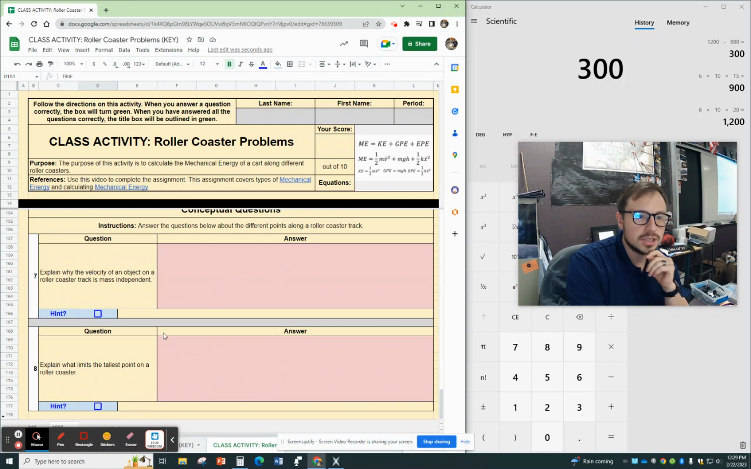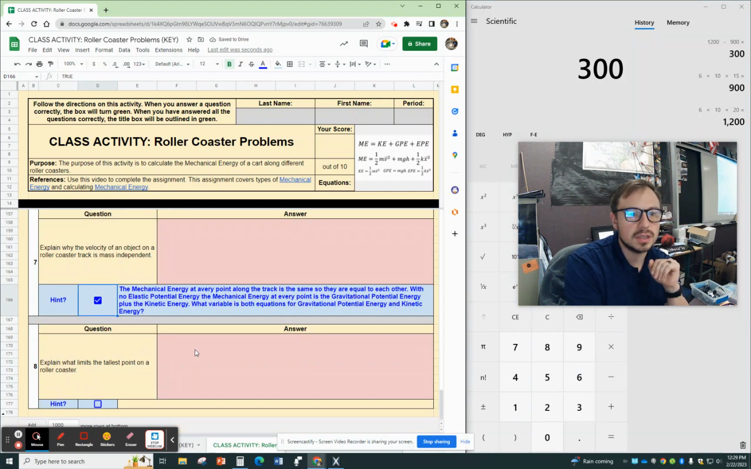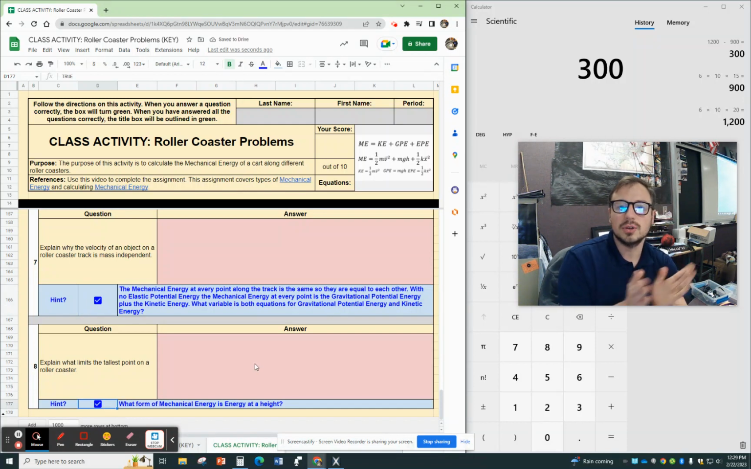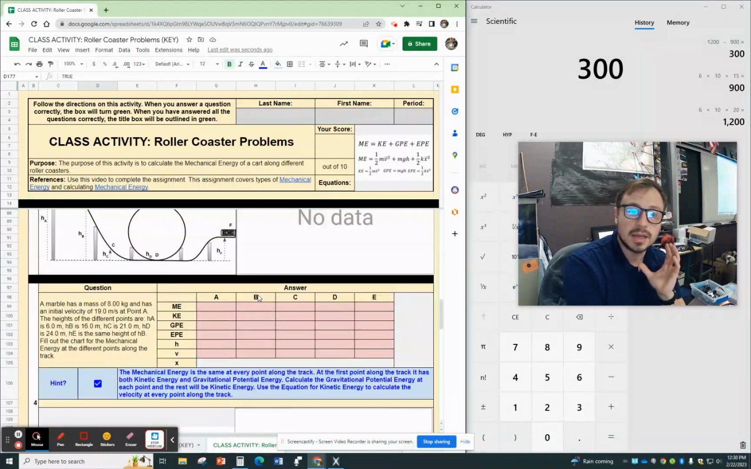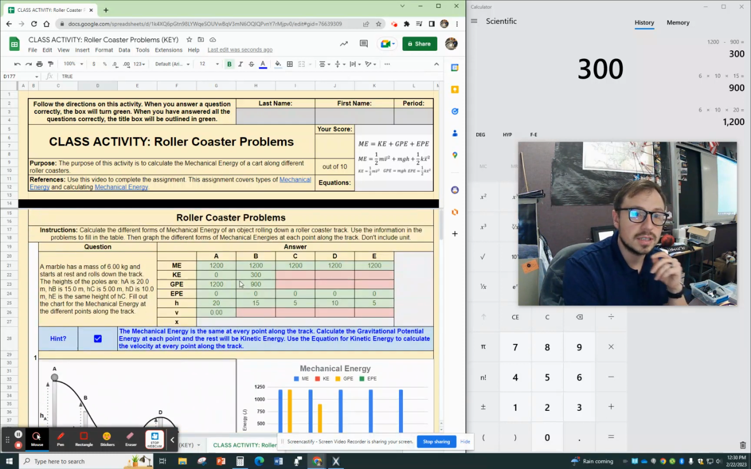And then down here, the last ones: explain why the velocity of an object on a roller coaster track is mass independent. That's just looking at the equations, and there is a little hint there for you. And the last one is explain what limits the tallest point on a roller coaster. And as always, I do give you a little bit of a hint there. So these are all the different types of problems that you can have for a roller coaster. It's a very good way to visualize mechanical energy transforming from one form to the other. So once again, this is the class activity, those roller coaster problems.